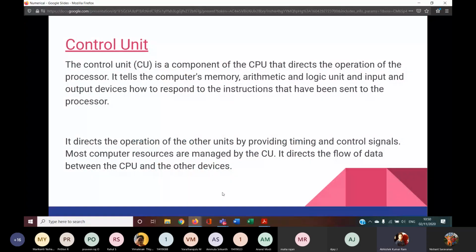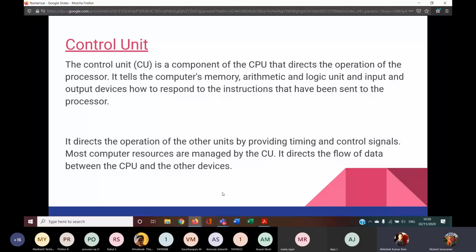One of the most important parts of the CPU is the control unit. The control unit is the component of the CPU that directs the operation of the processor. It selects and retrieves instructions from the main memory in a proper sequence and interprets them so as to activate the other functional elements of the system at the appropriate moment to perform their respective operations.